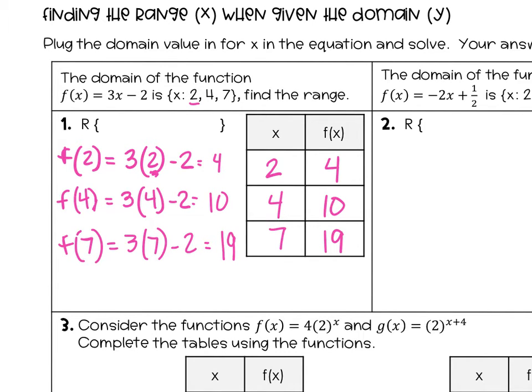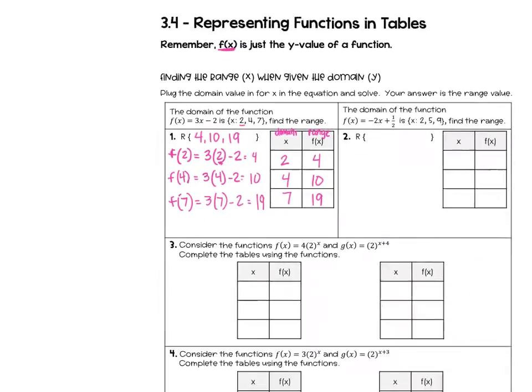Okay, and then here it says find the range. Just a reminder again, the x's are the domain, and that's what they gave us. The f of x or y values are the range. Remember to write these, so the brackets are already given for you here, in numerical order. So that's 4, then 10, and lastly 19. If it's only asking for the range, make sure you're paying attention to which one you're doing.